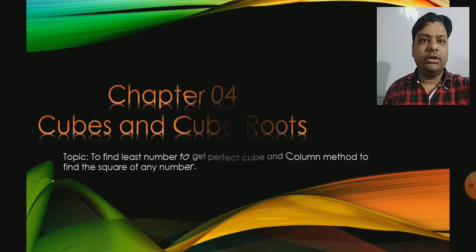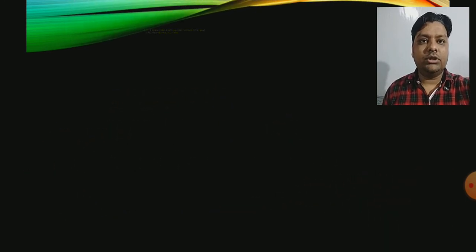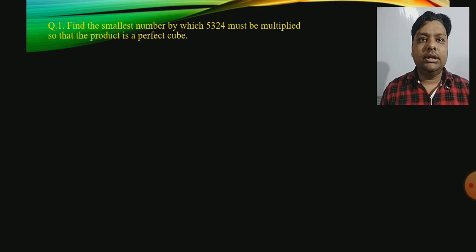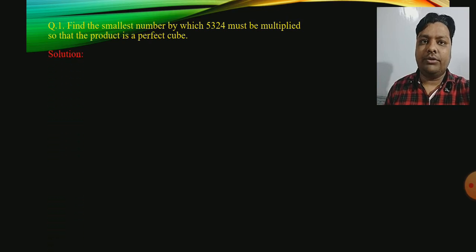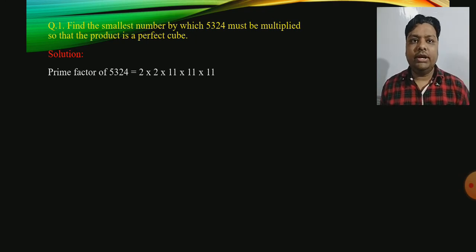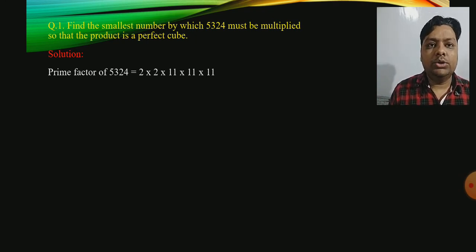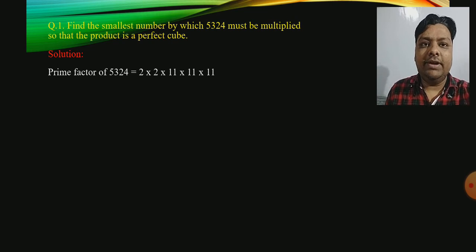Now here you can see at first we are solving question number 1. In this question we have to find the smallest number by which 5324 must be multiplied so that the product is a perfect cube. So at first we will find the prime factors of 5324 by the prime factorization method. We will get 2 times, 11 3 times. So here you can see that 11 has a triplet but 2 has no triplet.